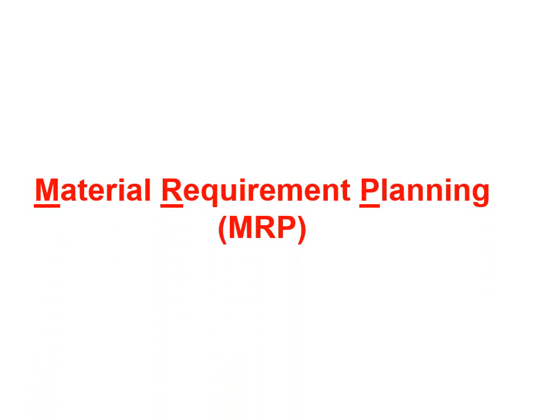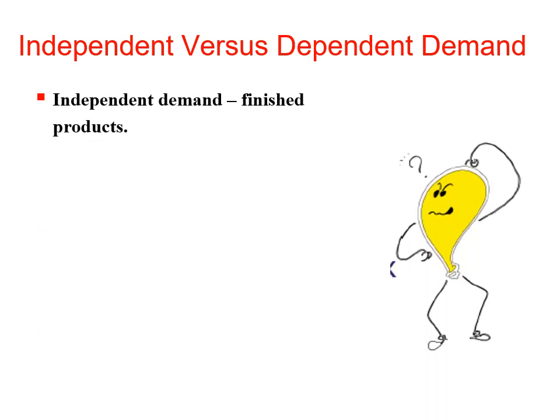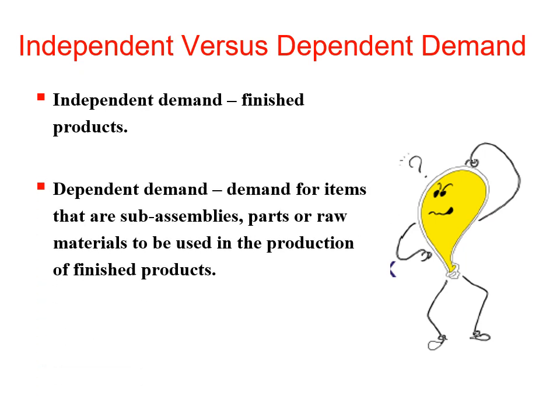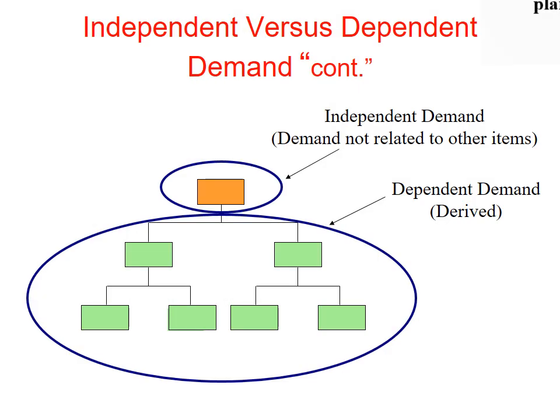Material Requirement Planning, MRP. Independent versus dependent demand. Independent demand is for finished products. Dependent demand is for items that are sub-assemblies, parts, or raw materials to be used in the production of finished products. Materials planning is concerned with planning to meet demand for dependent items.